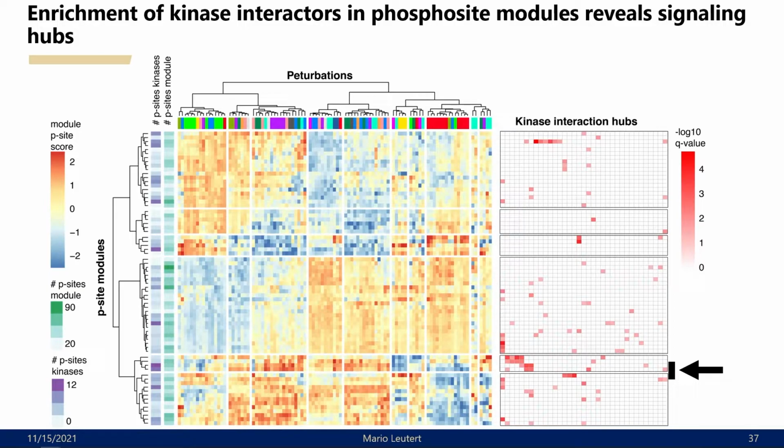Here I compare it to a kinase interaction data set, and that's shown in this heat map. Again, each row is a module, and each column is a specific yeast kinase. For example, here it means that in this module, interactions of that kinase are enriched. That likely corresponds to some signaling hub where this kinase modifies a lot of sites and shows specific regulation in one of the perturbations. So let's zoom in where I marked.